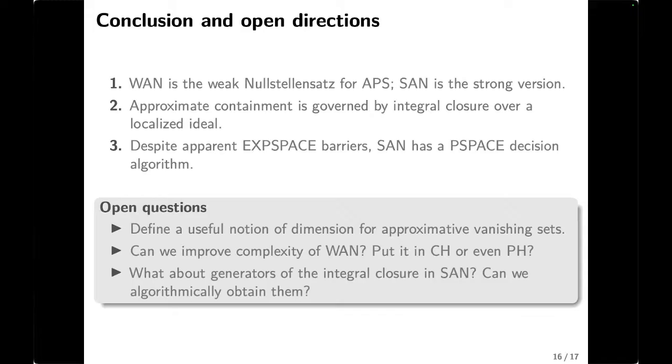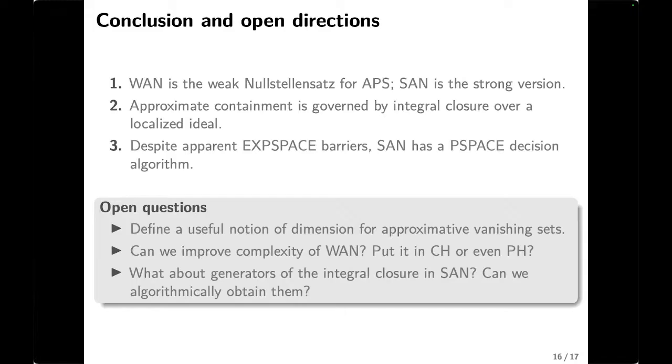Okay, so another interesting thing in our opinion, something that I didn't talk about, is that you can actually show that this integral closure is finitely generated as a module over the local ring. Since the local ring is a Noetherian ring, even if you restrict to only polynomials in the integral closure, those are also finitely generated. However, we have absolutely zero handle on how to algorithmically obtain these generators. So that is another interesting question.